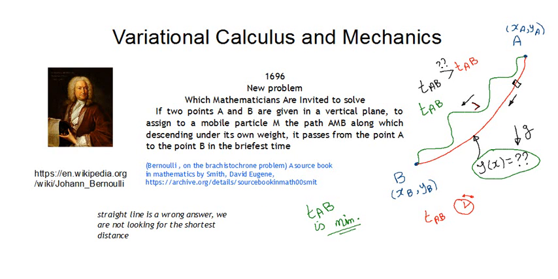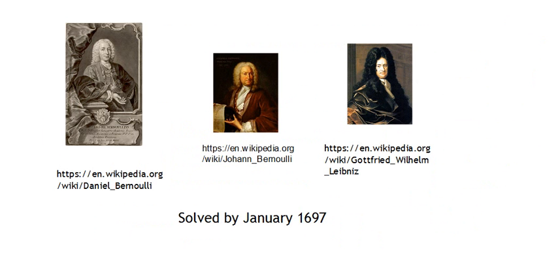So anyhow, what happened with the challenge which was issued in 1696 by John Bernoulli? That challenge was solved before January 1697, because John Bernoulli allocated 6 months for people to try to solve his puzzle. It was solved by Daniel Bernoulli, the son of John Bernoulli. However, it seems that John Bernoulli did not recognize the solution of his son, or did not confess that his son solved the problem. However, Leibniz also independently solved the problem, and this was recognized by John Bernoulli and maybe others also.